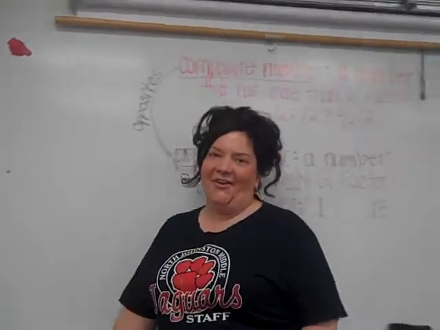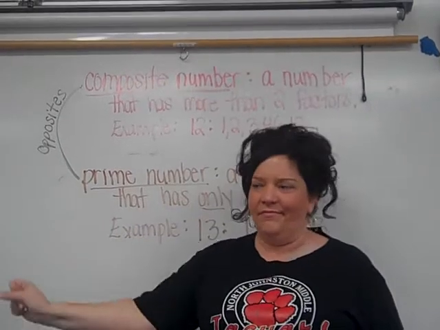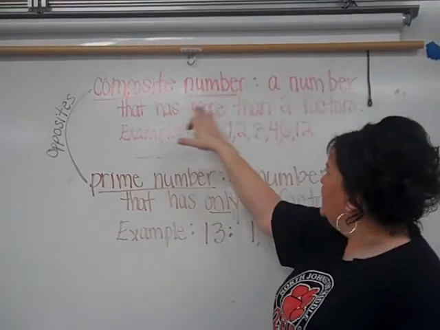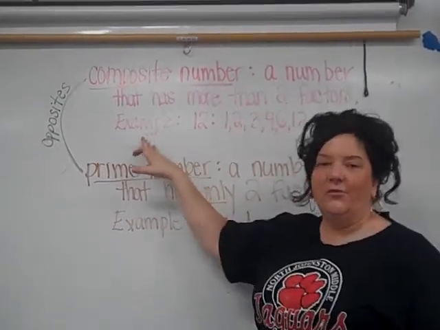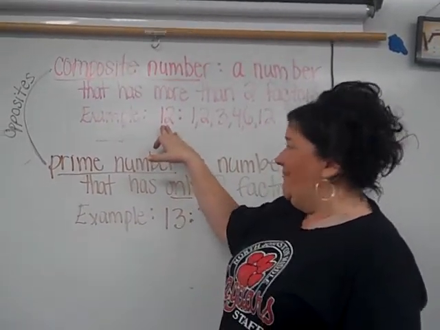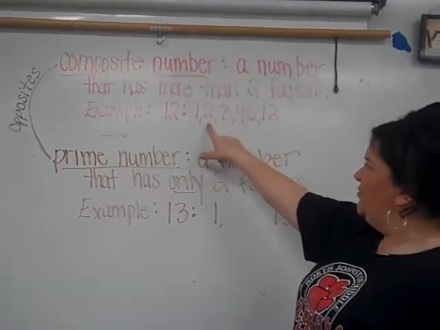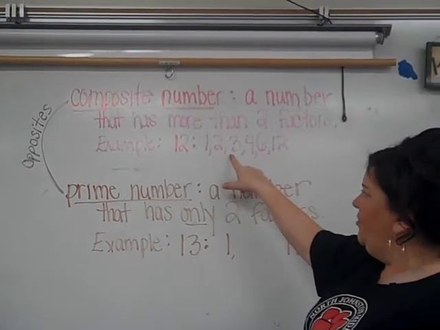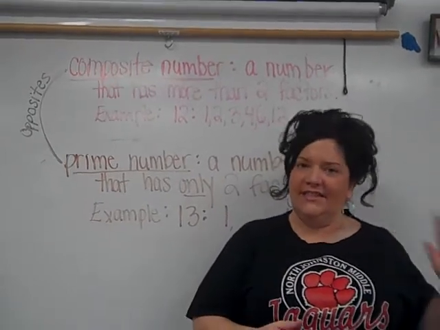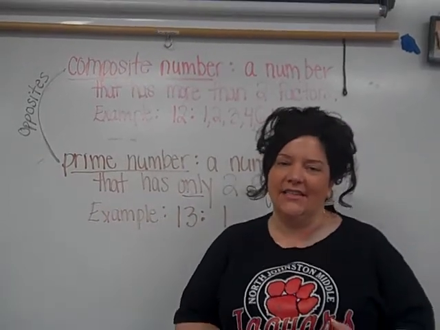The first vocabulary word we're going to talk about today is a composite number. A composite number is a number that has more than two factors. So the example I chose was 12, because we know that the factors of 12 include 1 and 12, 2 and 6, and 3 and 4. Because there's more than just itself and the number 1 as a factor, that's considered a composite number.